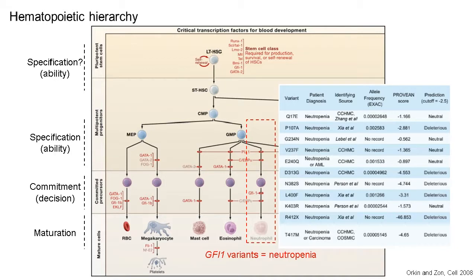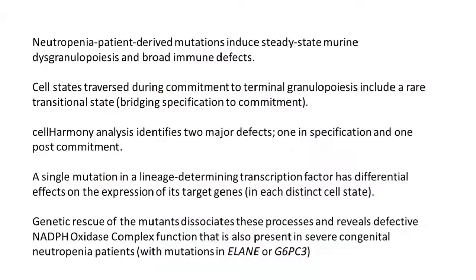So, as shown in the table, there are a number of GFI1 variants, and the impact or significance of many of these variants is not fully understood. So in this study, I will discuss how we modeled patient-derived mutations in mice to identify 2 defects in granulopoiesis. Then we'll revisit normal steady-state terminal granulopoiesis to identify a new transition state.